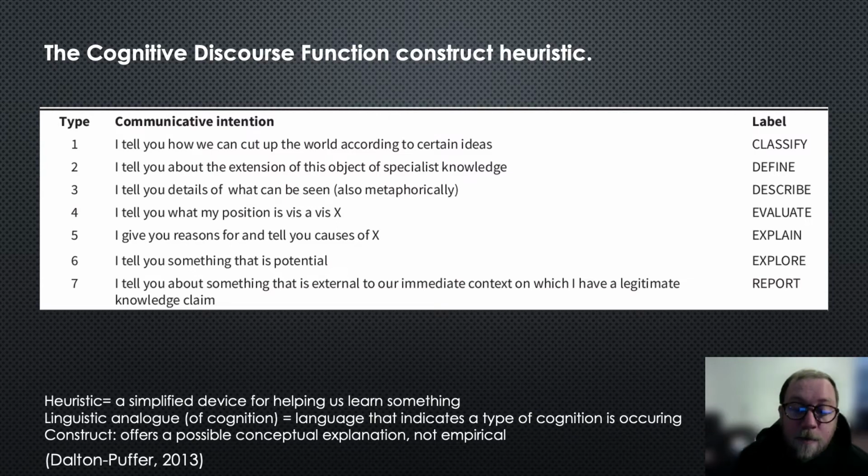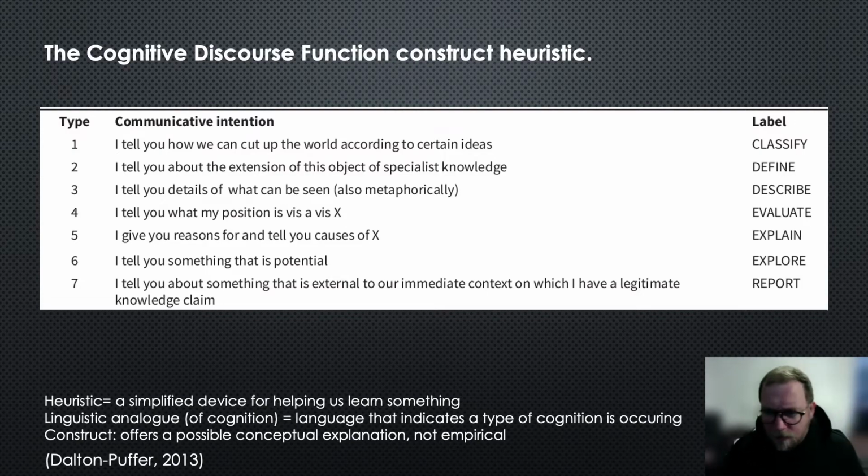Anyhow, the second column. This is 7 types of communicative intentions that is suggested are commonly occurring when students engage with content in a classroom. And the final column on the right shows labels for these intents.